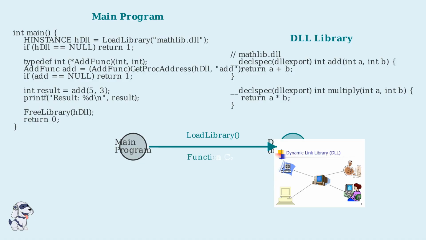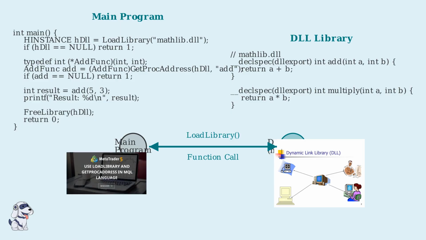The program then interacts with the DLL by calling these function pointers, just like calling regular functions. This allows dynamic access to the library's functionality at runtime. Remember, the DLL library must be present in the program's directory, and the program must be built for dynamic linking. Without these, the program will fail to load or execute properly.